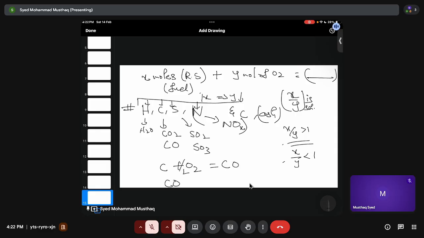Again, this carbon monoxide, if there is excess amount of oxygen, will form carbon dioxide. And this carbon monoxide can react to give carbon dioxide.